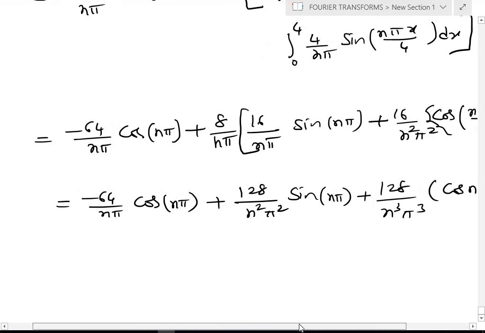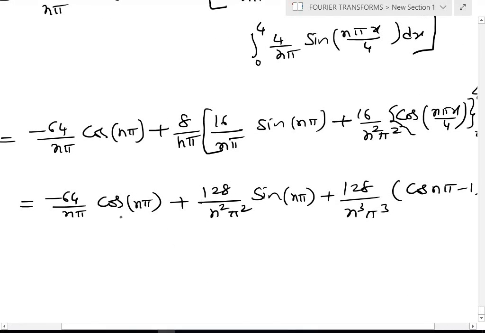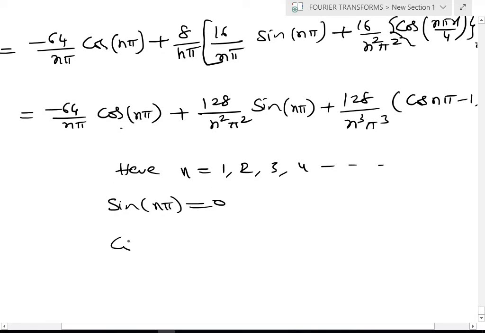So this is what I got. Now you talk about these terms here, n can't be 0, n is 1, 2, 3, 4 and so on. So if this is the case, the sine of n pi will become 0. Then what about the cos of n pi?